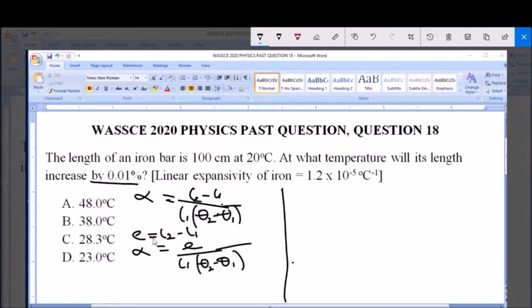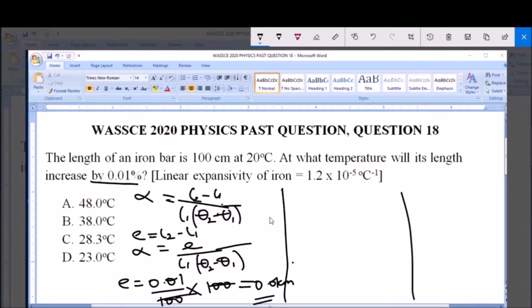Remember, L1 is the initial length, e is the increase in length, that is L2 minus L1. And we are given that the increase in length is by 0.01%. So therefore e is equal to 0.01 all over 100 multiplied by 100, which is L1. So we are trying to get the increase in length. Now the initial length is 100 centimeter. So to get the increase in length, since this is 0.01% of this, which is 0.01 over 100 multiplied by 100, now this 100 will cancel this 100, so we have that the increase in length is equal to 0.01 centimeter. That is the increase in length.